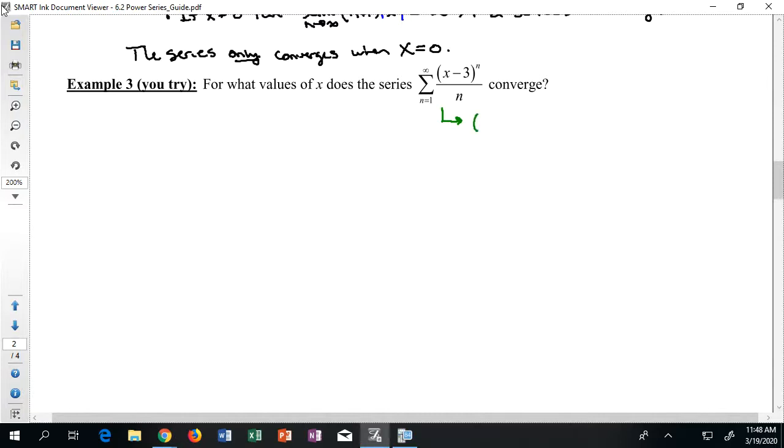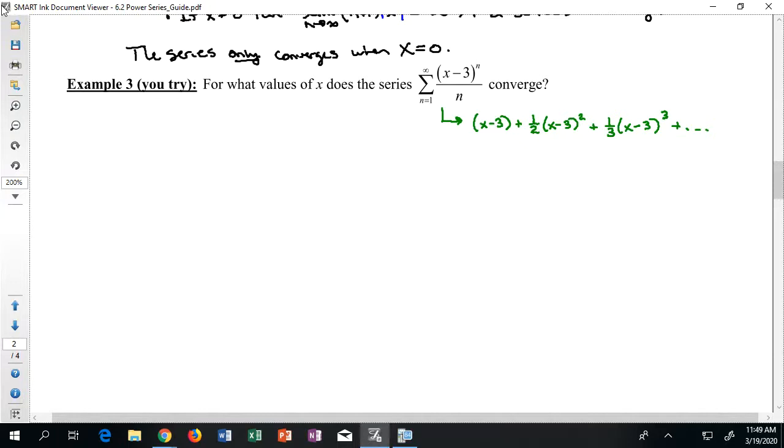If I plugged in 1 for n, I'm going to get an x minus 3. If I plugged in a 2, I'm going to get a half times x minus 3 squared. And then maybe a third times x minus 3 to the third. And this goes on forever. That's like an easy polynomial sort of thing, except that it goes on for all eternity. And I might be able to guess right away, can you think of a value that I could plug in for x that would definitely allow me to add up everything really easily?